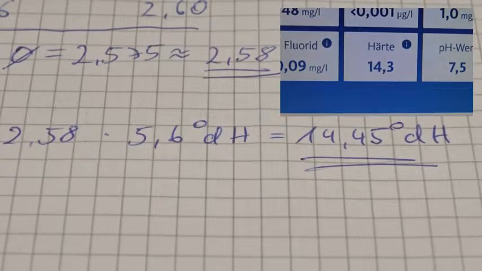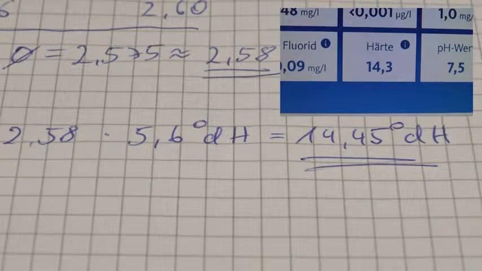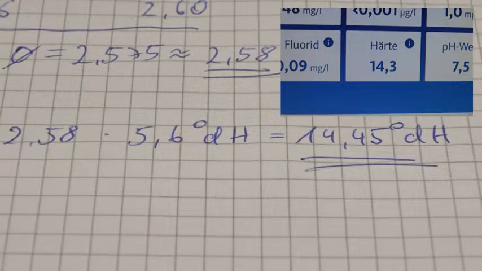Due to the distance to the water source, it is expected that the values tend to vary, as it can be seen here. The unit, degrees German hardness, is only used in Germany and very old, which is why there are a lot of different units for water hardness.